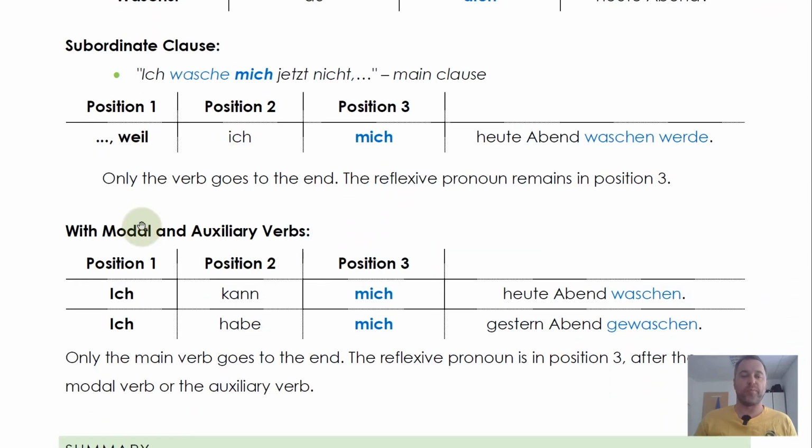And even if you use modal or auxiliary verbs, it's the same thing. It's usually on position 3, unless you put something else than the subject on position 1. For example, if you say, heute kann ich mich waschen. Heute Abend kann ich mich waschen. Then it moves back because, again, position 1, the most important information, it goes there. Verb is the overall thing that always decides everything. Then the next important thing is the subject, and then whatever else comes is more powerful. And the third most powerful thing is the reflexive pronoun. Now you know all the secrets of German reflexive Verben, reflexive verbs.